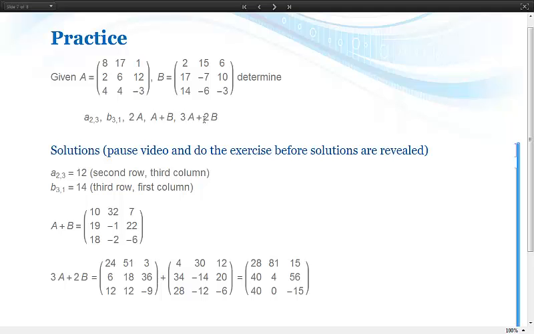And then we multiply the matrix B by 2, doubling each entry. 2 times 2 is 4. 2 times 15 is 30. 2 times 6 is 12, etc. And hopefully then you added these two matrices element by element, giving 24 plus 4 is 28. 51 plus 30 is 81. 3 plus 12 is 15. And again, we were combining 3 by 3 matrices, so the answer is a 3 by 3 matrix.